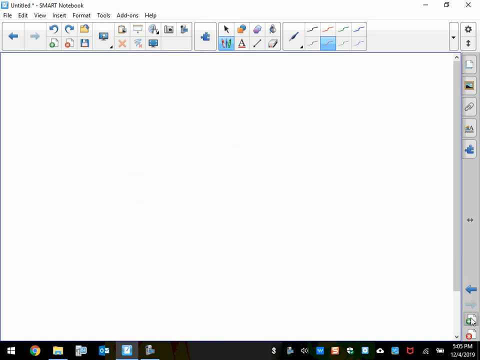Let's try another one. Let's try one that's maybe a little easier here. So here, this is part C. So cosine 2 alpha. Let's use a different letter than alpha. Let's use a different Greek letter. How about we use gamma? There we go. Why not?